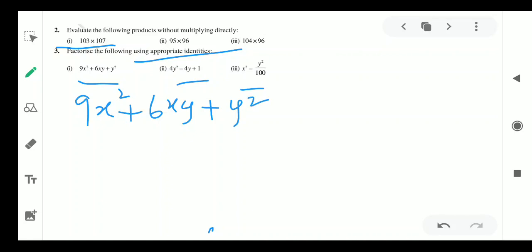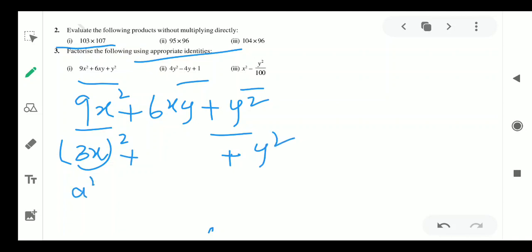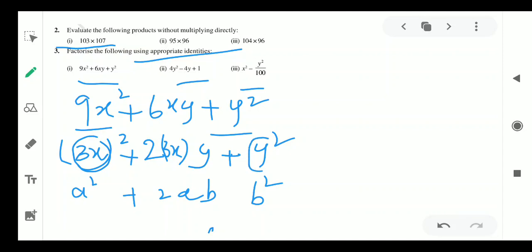See that here the first term and last term are perfect squares, meaning whole squares. So 9x square, how can you write? 3x whole square. And the last term is plus y square. Here this is a square, this is b square. In the middle, what will come? 2ab will come. What is a? This part is a, 3x. What is b? y. In the place of b we have y. So now check it: 2 times 3 is 6xy. This one will come.